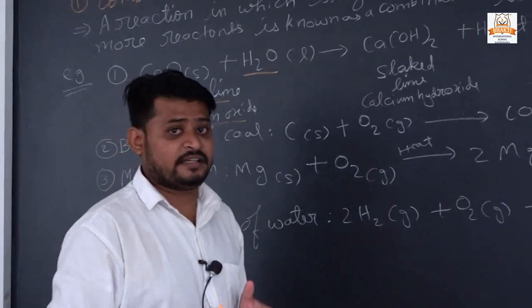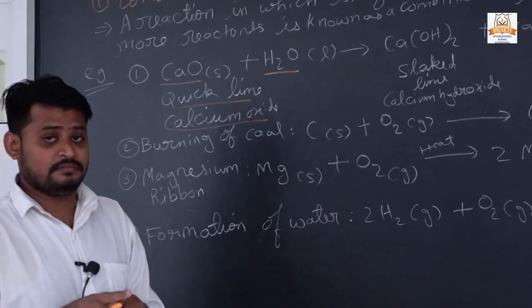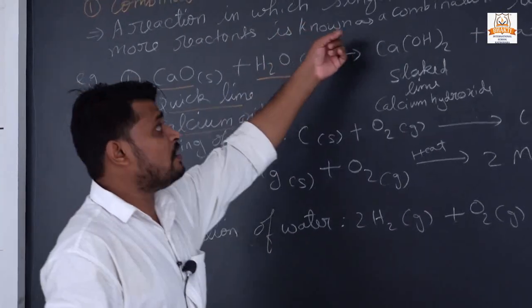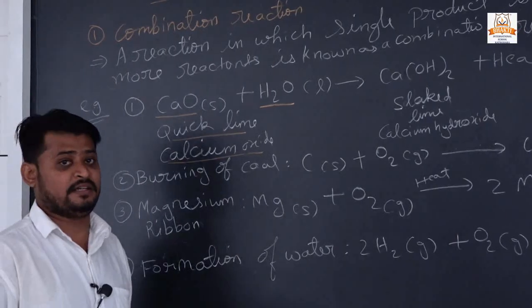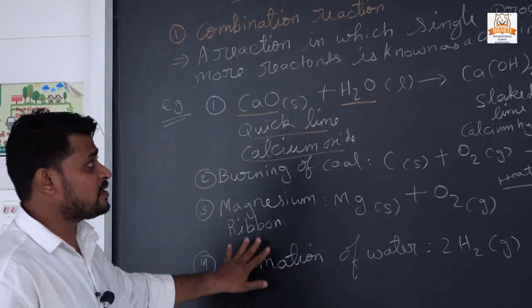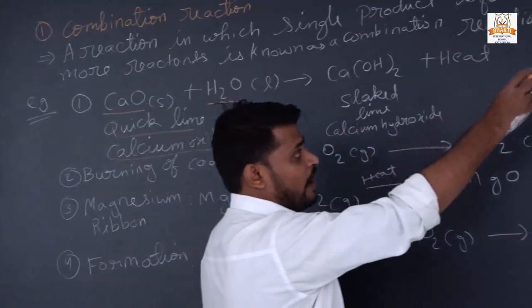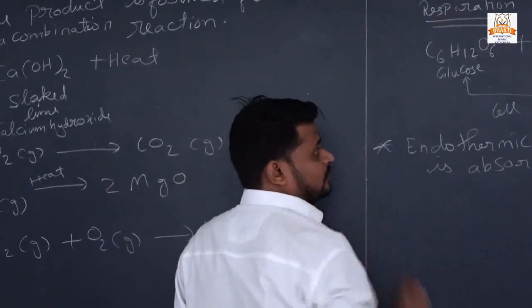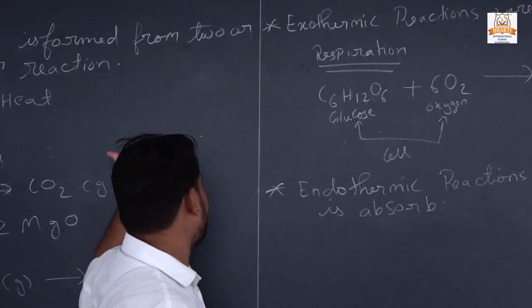A combination reaction is one in which two or more reactants combine to give us a single product. Here we took four examples. Now we will discuss another topic: exothermic reaction. What is an exothermic reaction? It is also related to this.